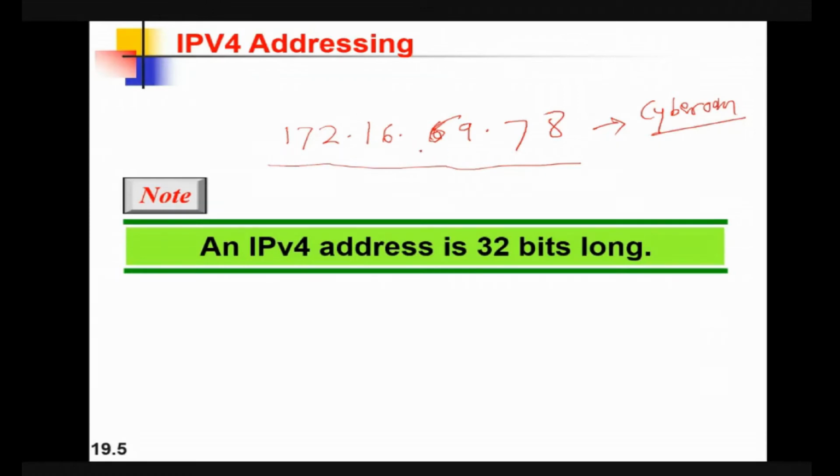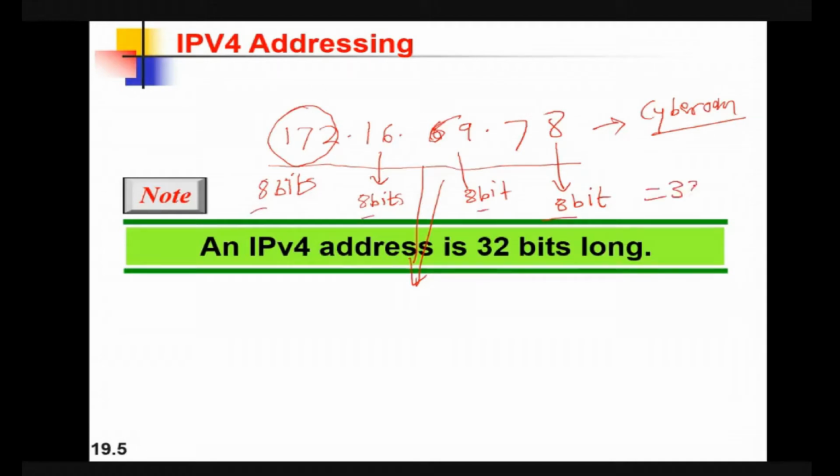So this is a kind of address, and this address is 32 bits long. Now, what is the meaning of 32 bits long? The first decimal is represented using 8 bits. The second decimal is represented using 8 bits. Similarly, the third and fourth. So one decimal is represented using 8 bits. The total number of bits is 8 plus 8 plus 8 plus 8 equals 32 bits. So this IPv4 address is a 32-bit address.